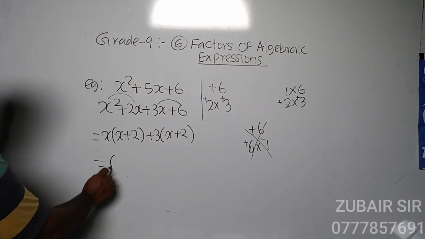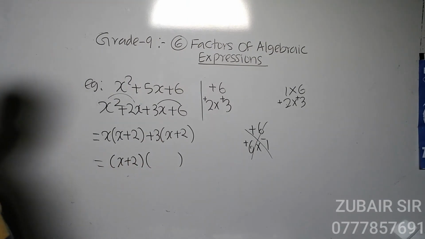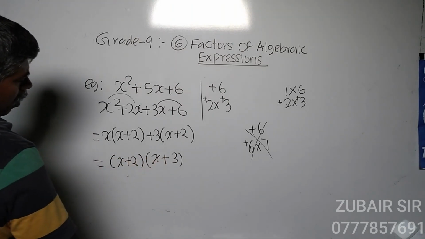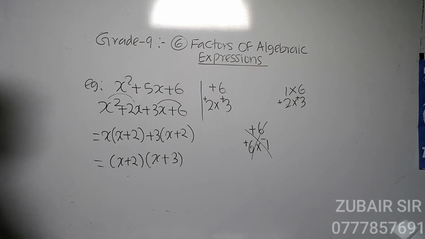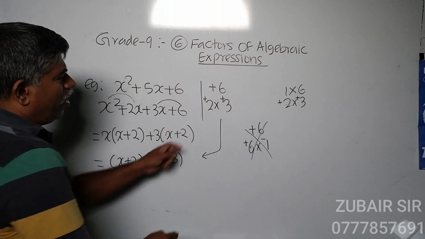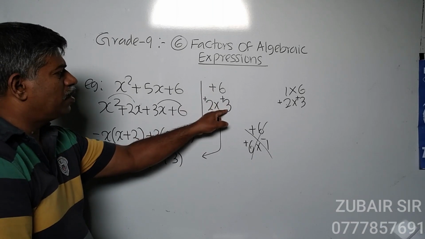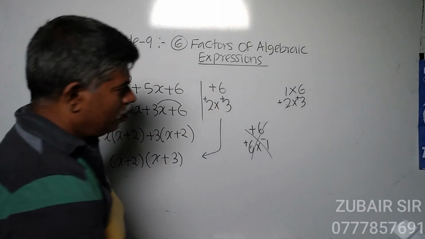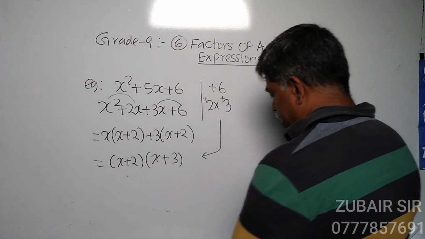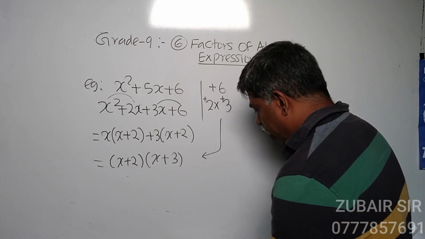Now both are having x plus 2. So when you separate the x plus 2, what are the remainders? Here x remains, here plus 3 remains. X plus 2 into x plus 3. That means a simple way to check: plus 2 plus 3, we have to fix the x in front of this. X plus 2, x plus 3 is the answer. So like this, when there is a trinomial expression, it can be factorized according to this order.